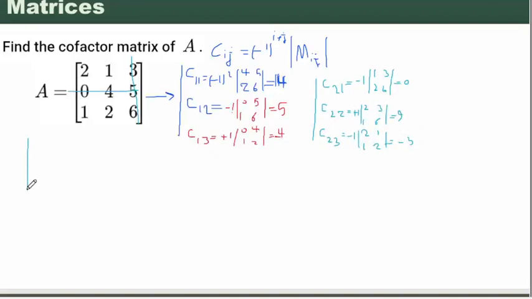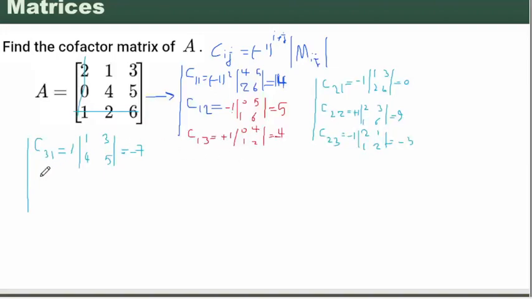I will go for the last row. So C3, 1. Negative 1 to the power of 3 plus 1, negative 1 to the power of 4 gives me positive 1. And the determinant of a matrix obtained by deleting third row, first column, which is 1, 3, 4, 5. So would be 5 times 1, 5 minus 12, which is negative 7.